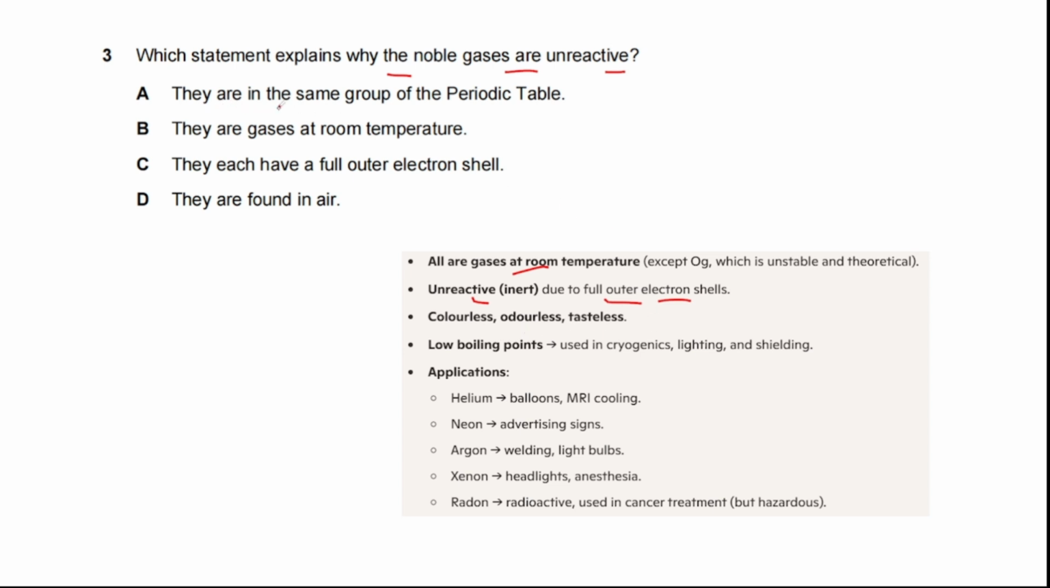So here the first option is that they are in the same group of the periodic table. That's not basically a reason for it. And they are all gases at room temperature. That's not actually a reason why they are unreactive. Option C, they each have a full outer electron shell. Yes. And they are found in the air. This is not actually giving you why it is unreactive, why it is noble. So the correct option is option C.